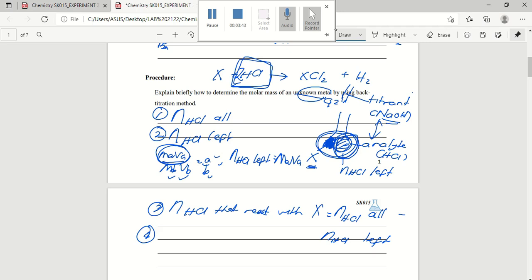For example, if we get the number of mole Y, we can calculate the number of mole of X by using stoichiometry. The ratio is 2 to 1. So, if this here is Y, mole of X is Y divided by 2. And then, after that, we can calculate the molar mass by taking the mass divided by the number of mole of X.